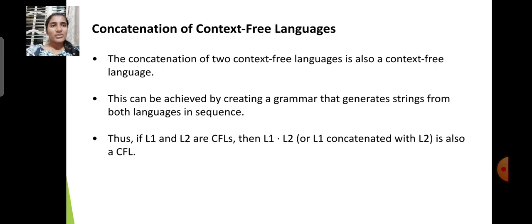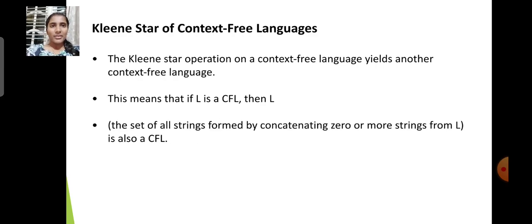Concatenation of context-free languages. The concatenation of two context-free languages is also a context-free language. This can be achieved by creating a grammar that generates strings from both languages in sequence. Thus, if L1 and L2 are CFLs, then L1.L2, which is known as concatenation, is also a CFL.